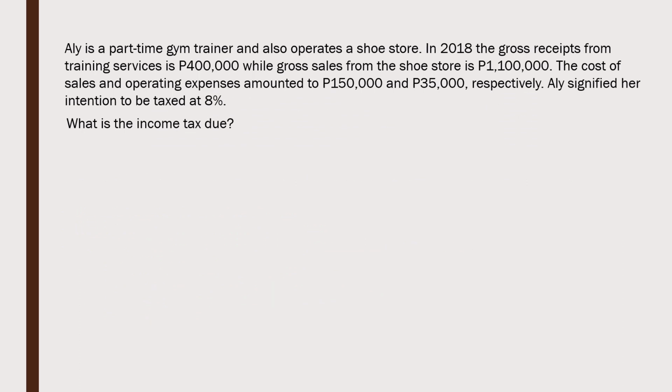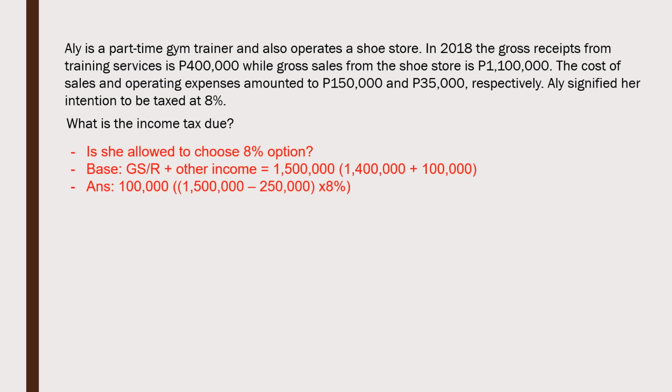Ali is a part-time gym trainer and also operates a shoe store. In 2018, the gross receipts from training services is 400,000, while gross sales from the shoe store is 1.1 million. The cost of sales and operating expenses amounted to 150,000 and 35,000 respectively. Ali signified her intention to be taxed at 8%. The question is, what is the income tax due?